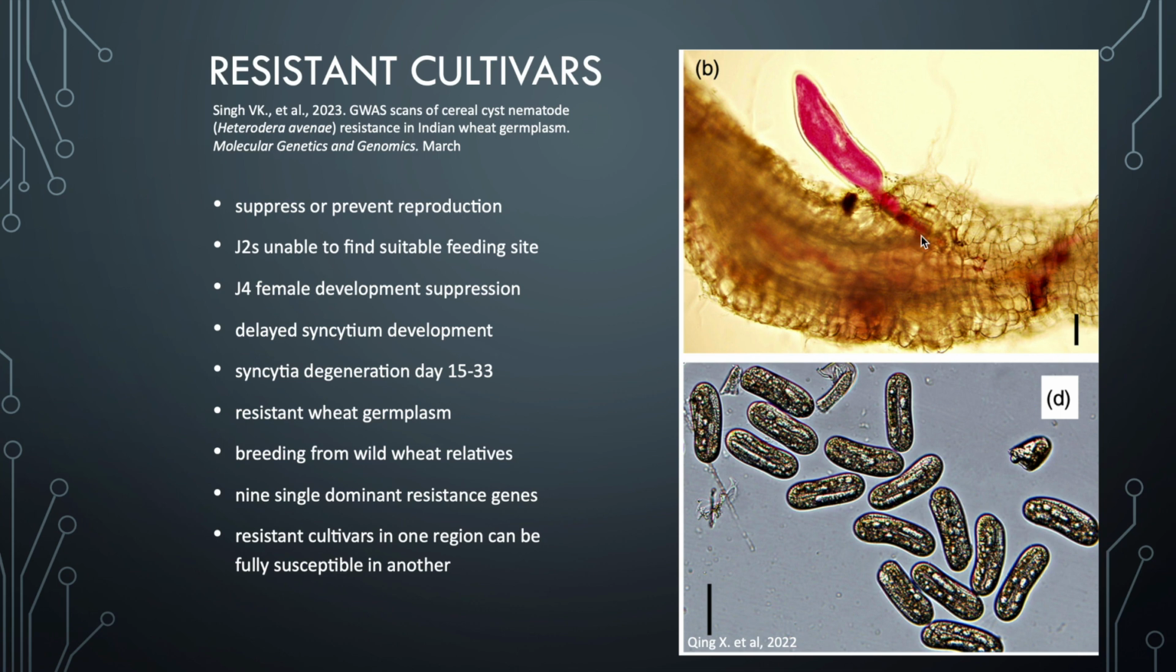Here we have a third stage juvenile feeding on a syncytium in the root, and these eggs contain first stage juveniles.